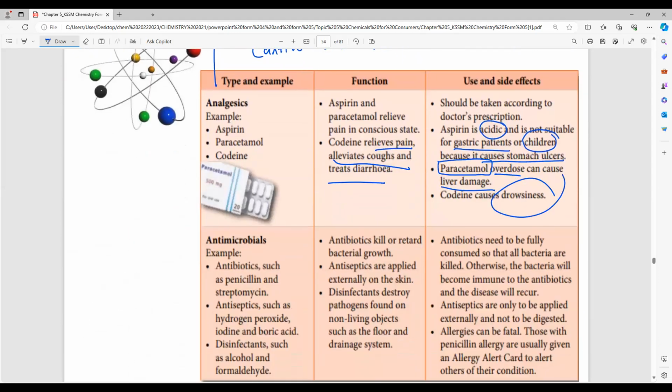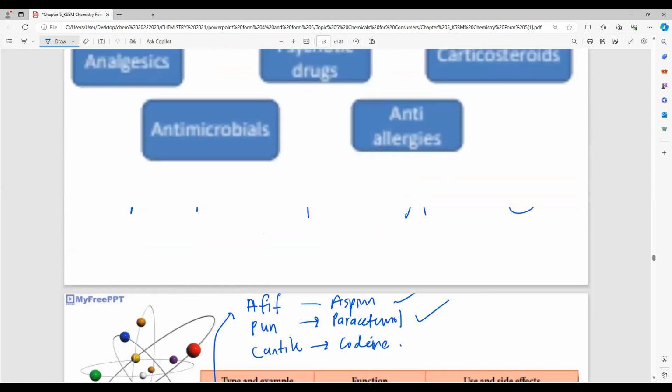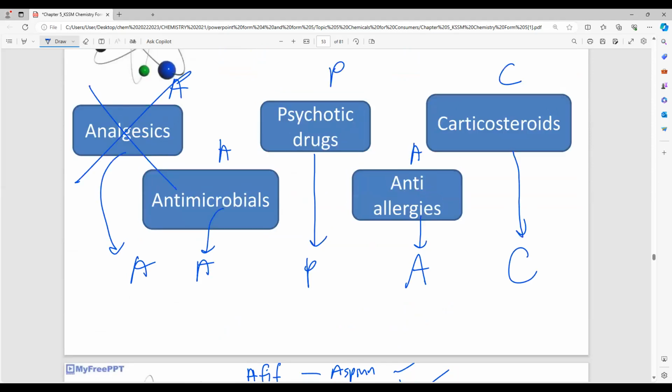Antimicrobial is a bit much, so teacher is going to do it here for you first. Antimicrobial is divided into A, D, AD. The first A is antibiotic. I'm going to put it on my left hand side.